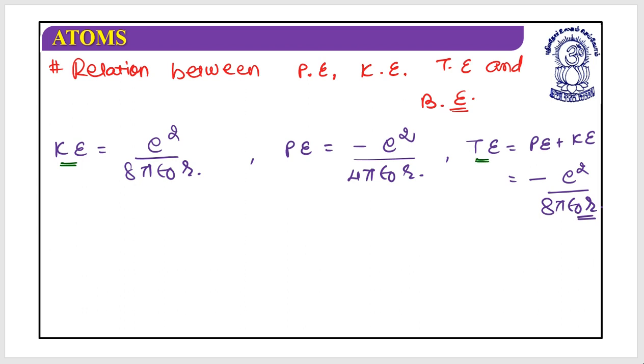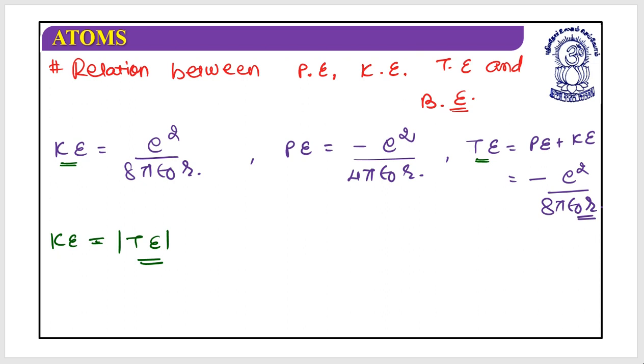This is kinetic energy, this is total energy, both are the same in value. I'm talking about the value, but kinetic energy would always be positive and total energy would always be negative. So what I can write is that kinetic energy is equal to the mod of the total energy. That means if total energy is considered in mod, then kinetic energy and total energy would be equal.